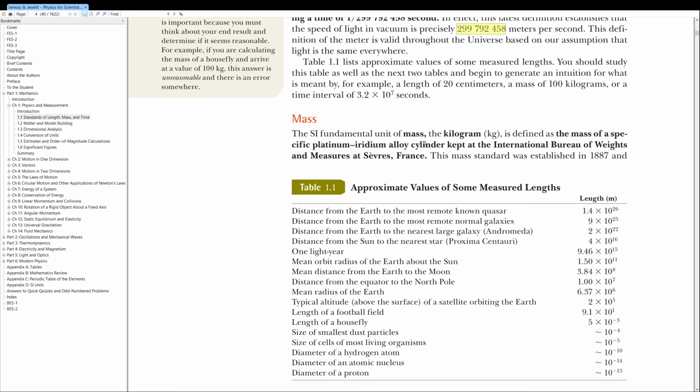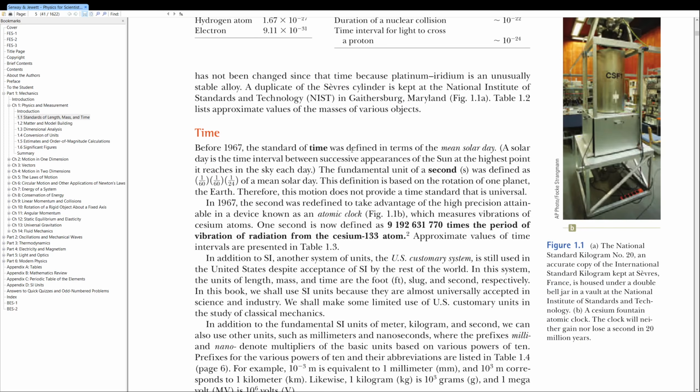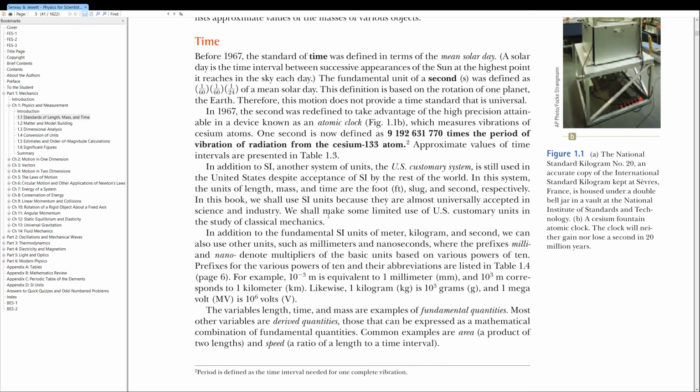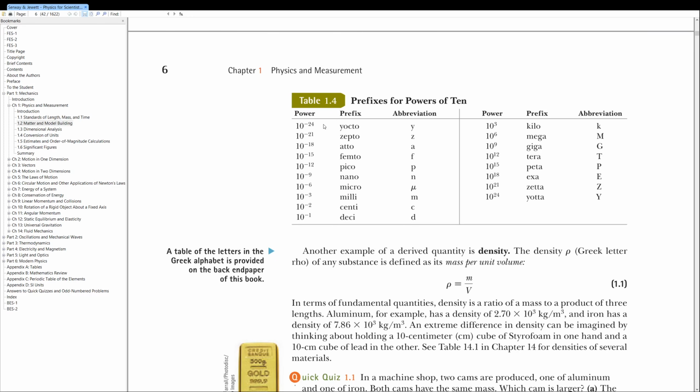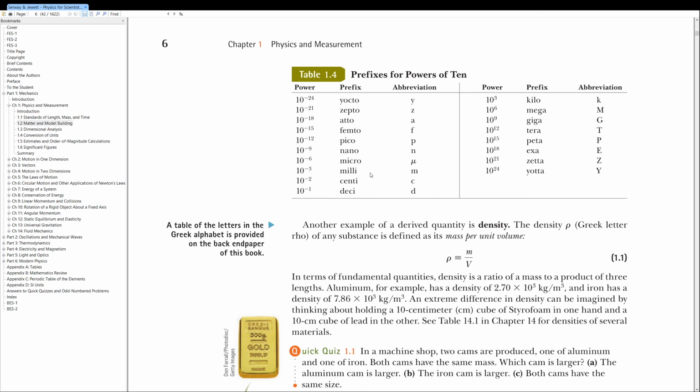Mass is defined, I think nowadays, based on the volume of a certain sphere, but at the time of this book, it was based on a particular lump of metal, right? And then time is based on how many cycles: 9,192,631,770 cycles from the radiation from the cesium-133 atom, right? And we use the prefixes for power of 10, but I'll be honest with you, often we just use the power of 10, unless it's useful, right?